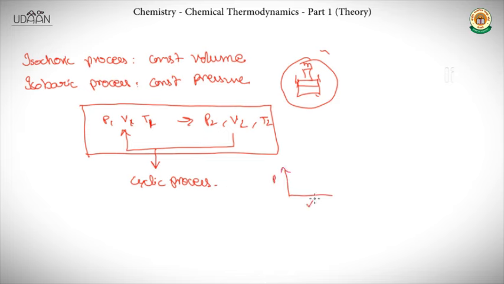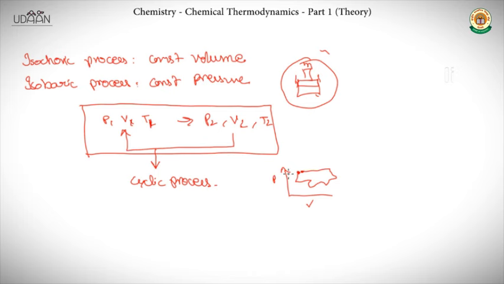Suppose this is P, this is V. We start here, go through different processes, and finally come to the same state. So finally, pressure, volume and temperature will all be the same. So this is a cyclic process. We'll talk about work done in a cyclic process, and about enthalpy and entropy, later.